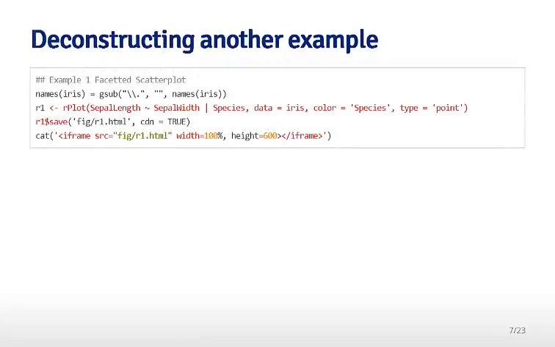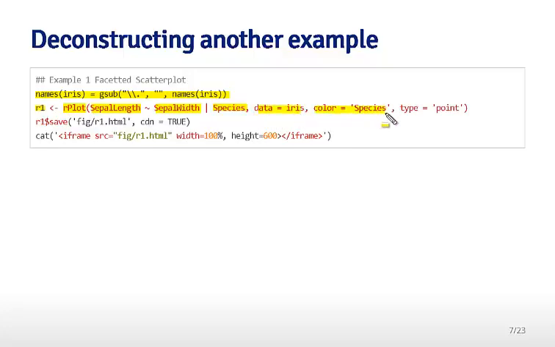So let's just deconstruct another example. For the time being, forget about that command, and assume that we've reformatted the data in the form that we want, and we still want to have an outcome, sepal length, plotted as a function of sepal width, and conditioning on species. Okay, so that seems like pretty reasonable notation for that kind of plot. This is rplot from a different graphics library, and I'm going to assign it to the variable r1 like before. If I didn't do that, it would just show the plot.